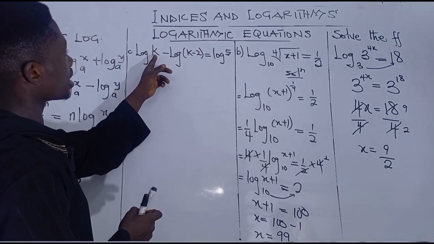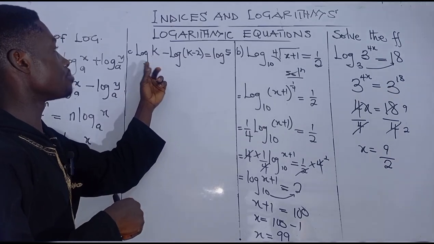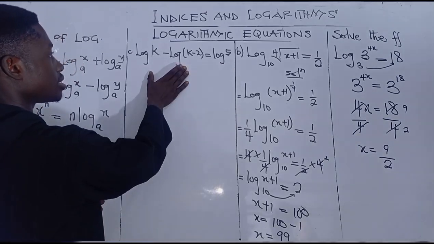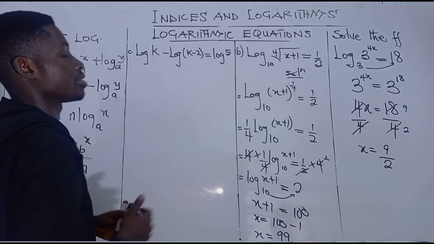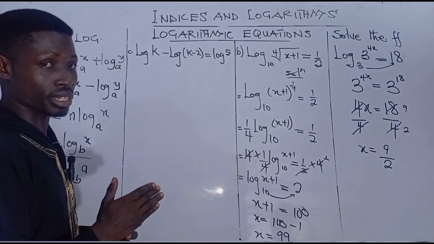Now we have log of k. Since the base of the logarithm is not written, we assume that the base of the logarithm is base 10. We want to find the value for k that satisfies this equation. Now with this, we are going to apply the division law for logarithm.